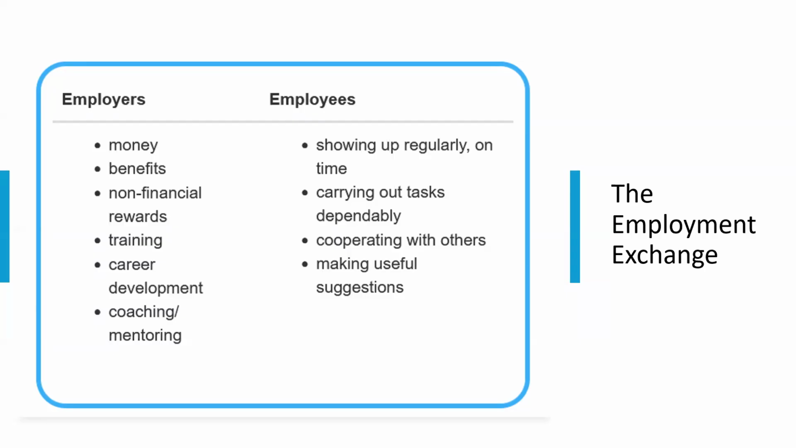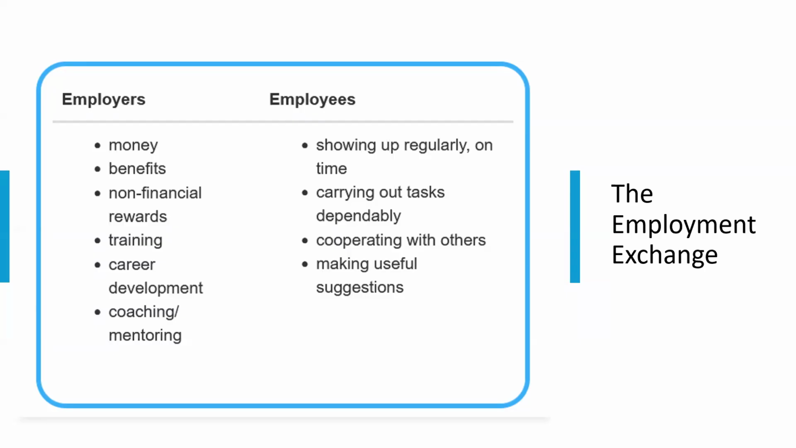Employees, on the other hand, bring their knowledge, skills, and abilities to the job. So you often will be hired, or you'll hire employees, because they have a specific knowledge or skill set that you need for a specific kind of job. But we also expect employees to do certain kinds of behaviors, like show up regularly or on time to work. We need them to carry out their tasks dependably. So if a supervisor asks an employee to do something, the employee will get that done in a timely manner.